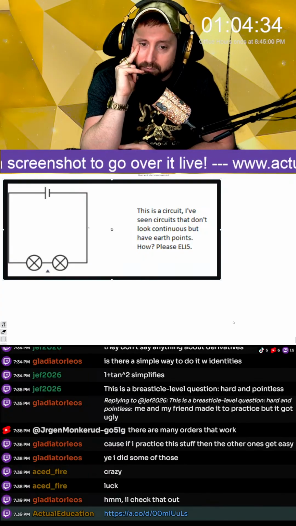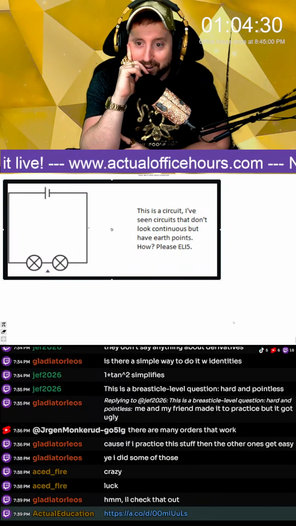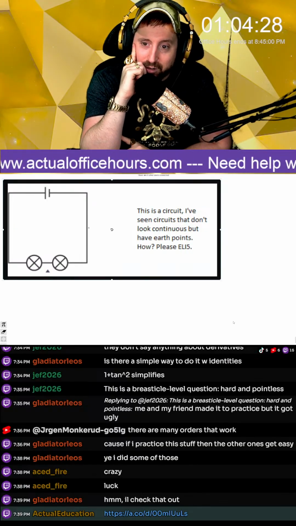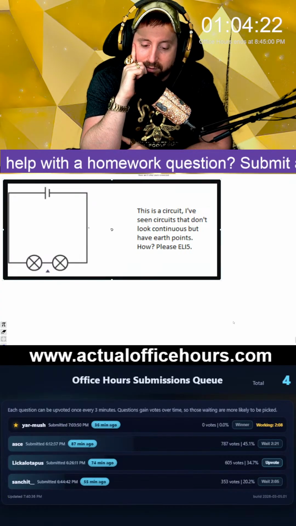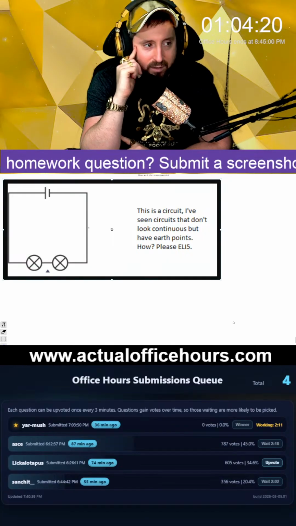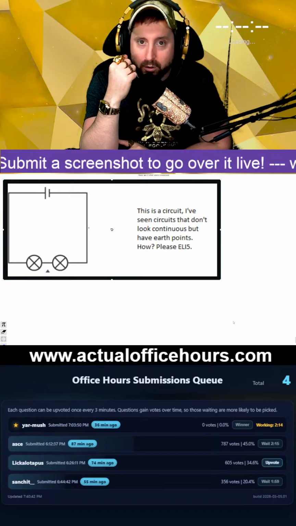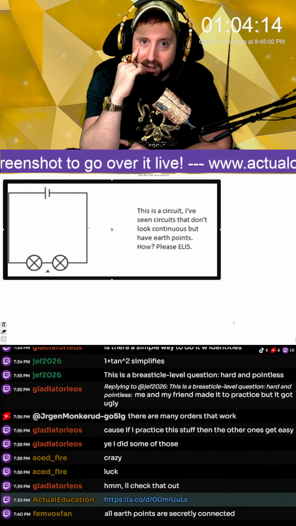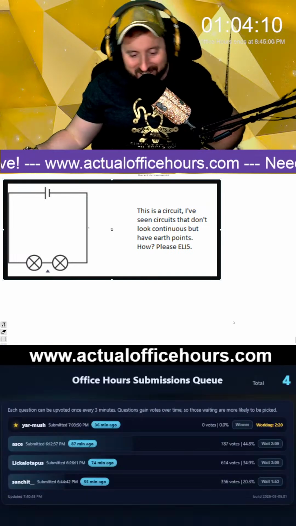This is a circuit. Looks like a train. I've seen circuits that don't look continuous but have earth points. How? Please. ELI5. Elicitate. All earth points are secretly connected. Oh no. What, is that like the mycelium, dude?